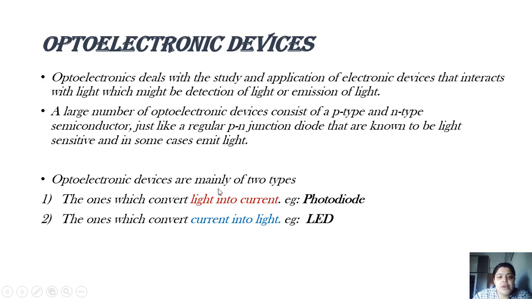Now optoelectronic devices are mainly of two types. The ones which convert light into current. We have photodiode in our syllabus. We've already done in practical that on absorption of light only you get current. So this is one type of optoelectronic device, and the other type are the ones which convert current into light. We've already done in practical, that is LED, a light emitting diode.